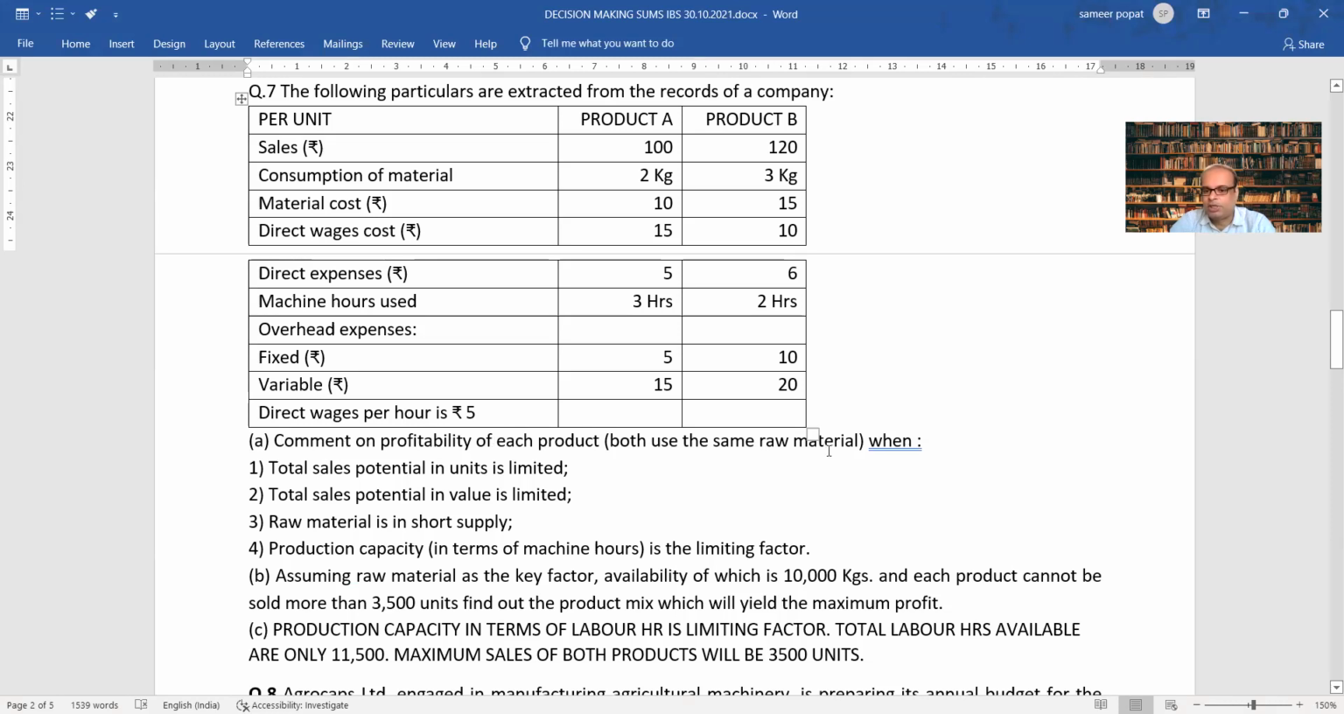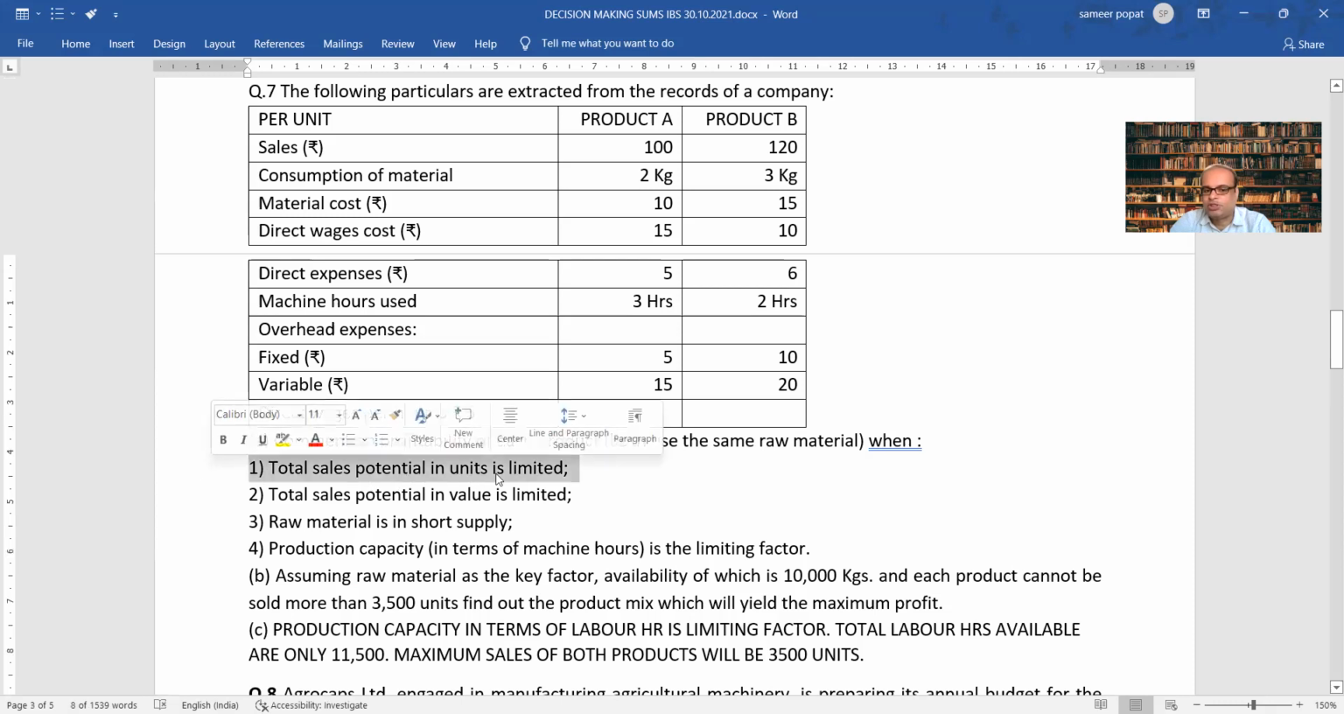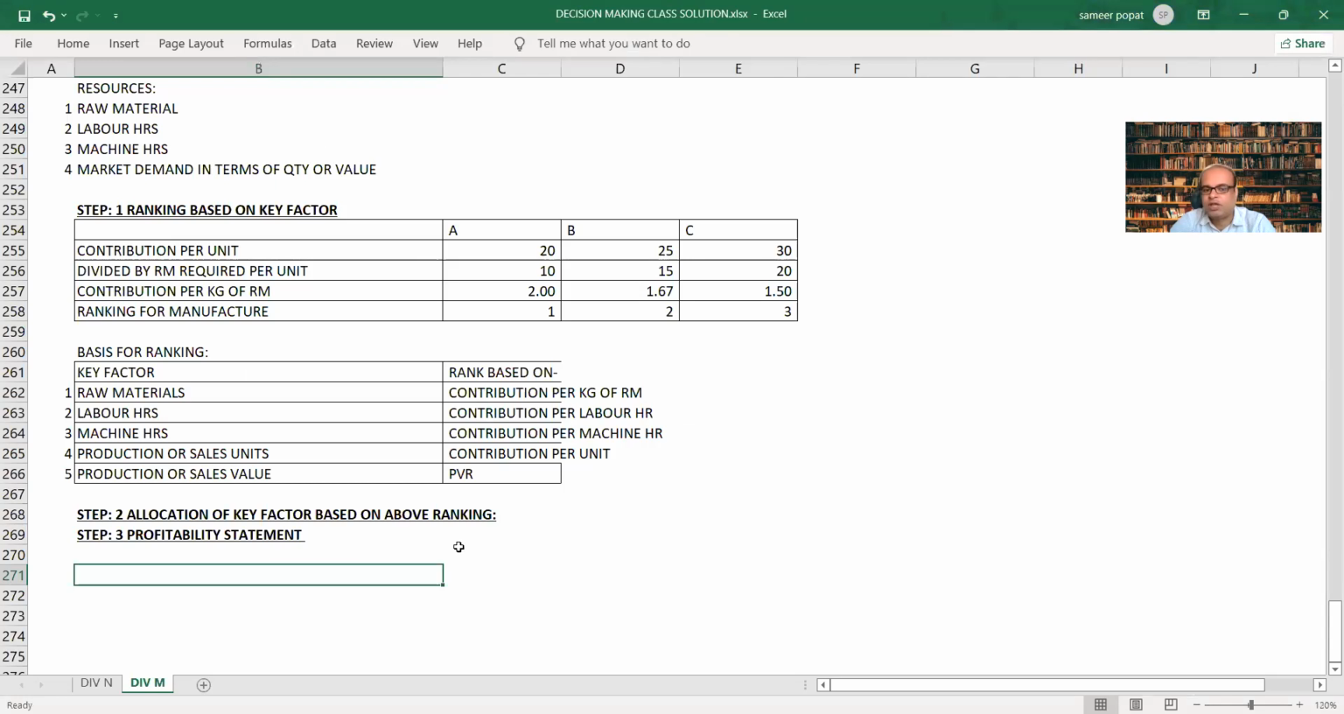Both use the same raw material when total sales potential in unit is limited. So if sales units is a limiting factor, what should be the base for giving the rank? Sales potential in unit is limiting factor. So what should be the base for giving the rank?